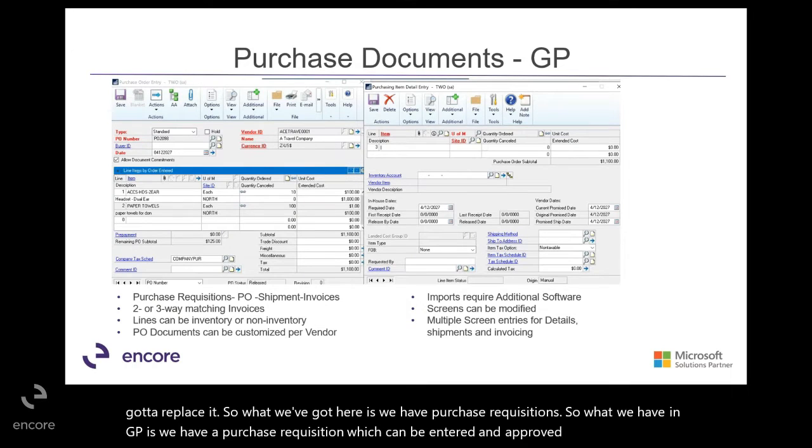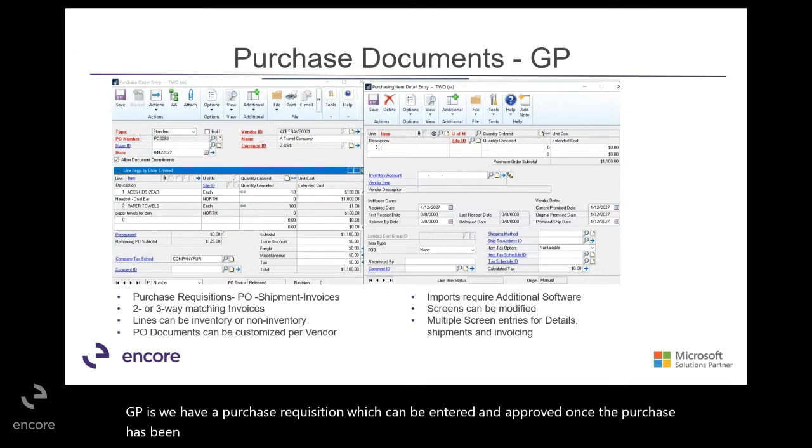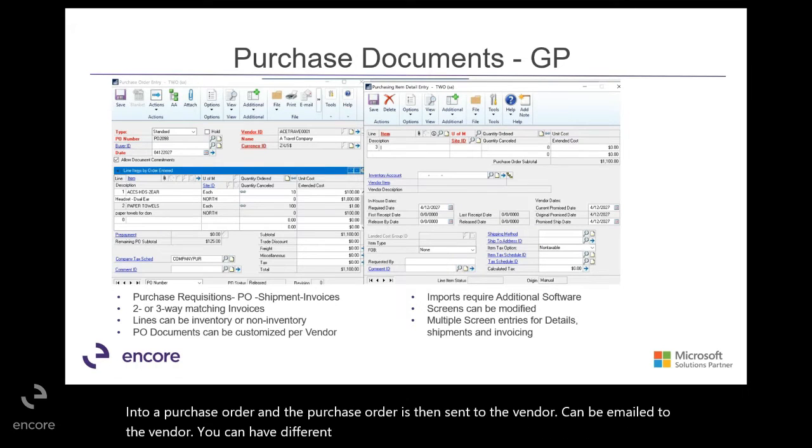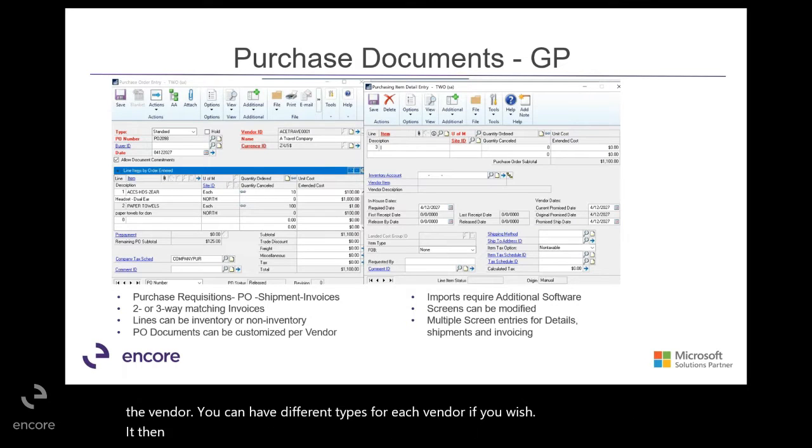Once the requisition's been approved, we turn the requisition into a purchase order, and the purchase order is then sent to the vendor. It can be emailed to the vendor. You can have different types for each vendor if you wish. It then facilitates 2- and 3-way matching.